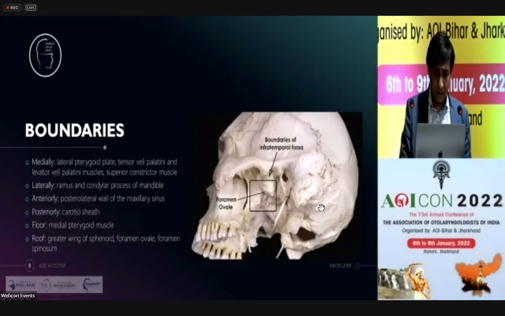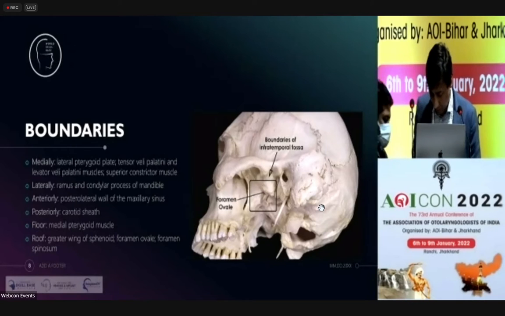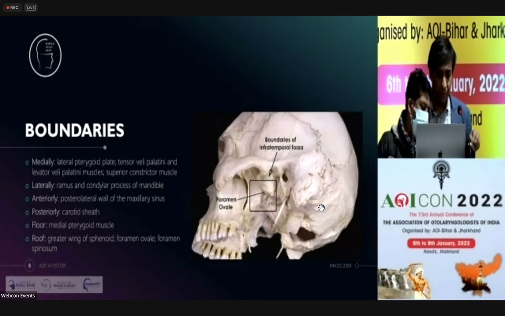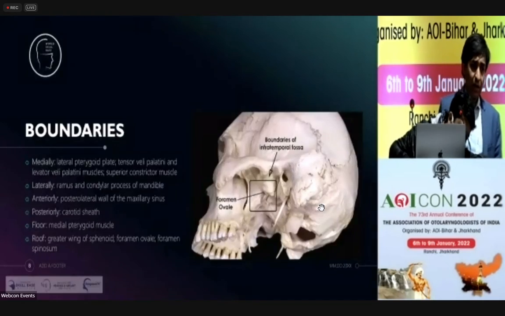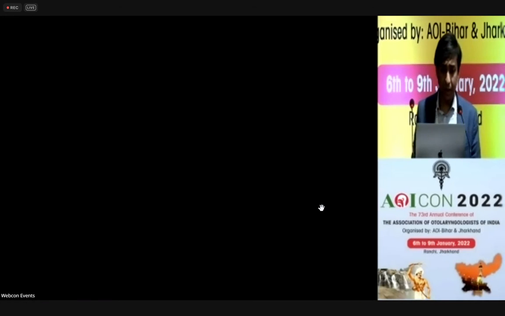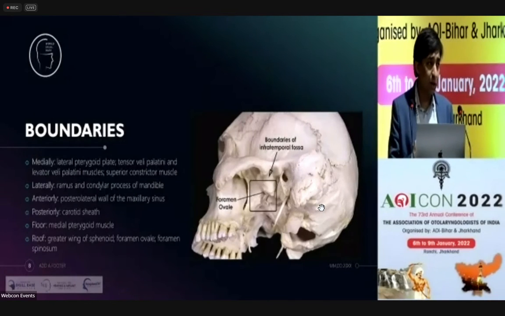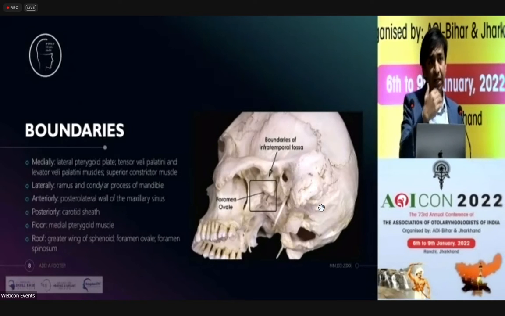So I'm going to quickly go through the anatomy, because a lot of you who've been following me have seen a lot of these slides before, and a lot of people complain to me saying that by the time you finish the anatomy, there's no time left for your surgical cases. So today I'm going to focus only on surgical cases. I'm just going to give you a quick overview of the anatomy.